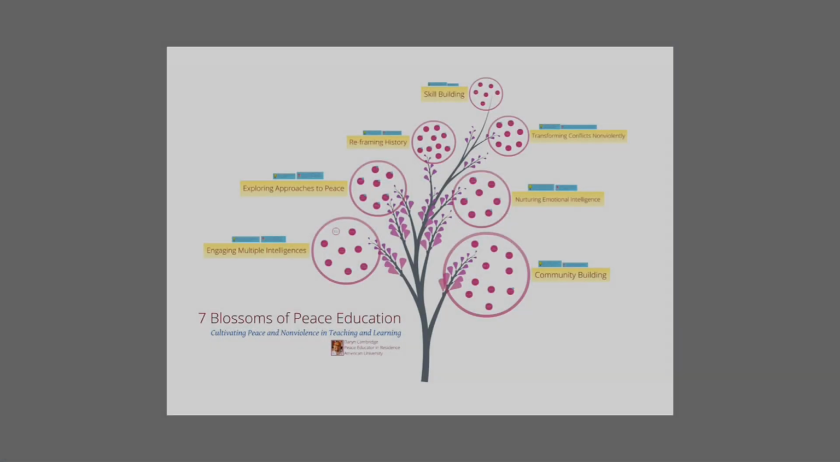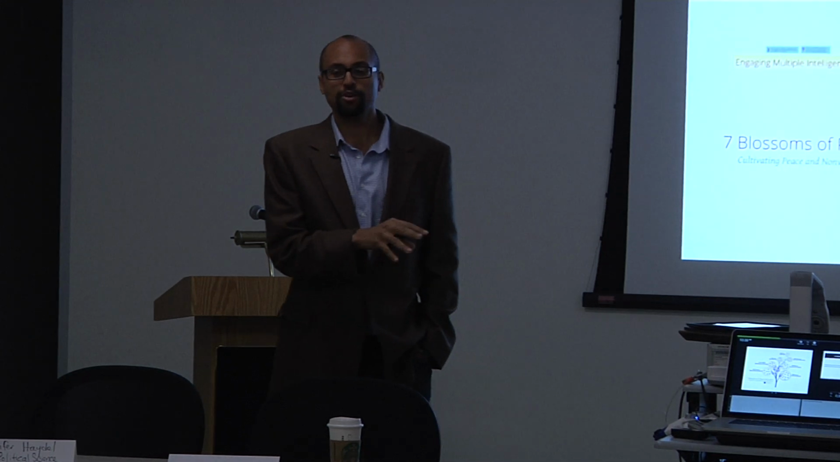So these 7 blossoms of peace education, as I said, are just basically a set of principles, a set of aspirations that I keep in mind when I design my courses. And I did say that I think they're particularly relevant to peace and conflict classes, but in reality, I've used these aspirations and principles with teachers who teach any subject matter.